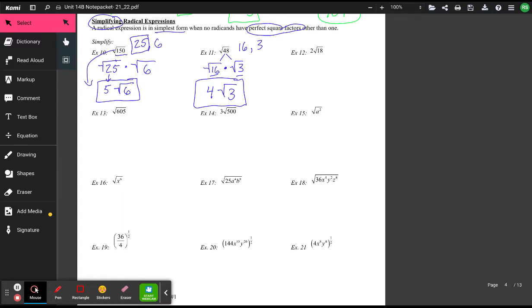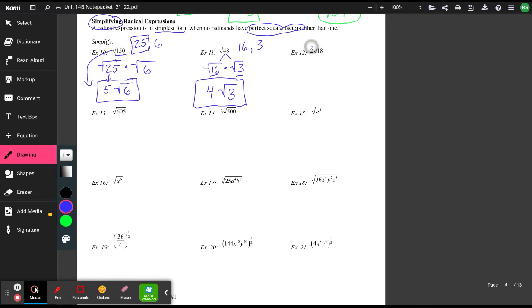All right, next example, we have 2 times the square root of 18. We have that coefficient of 2 out in front. So I'm going to write the 2. Then I'm going to take the square root of 18. Remember, we're looking for perfect squares. I can't take the square root of 18 alone, but I do know that 9 and 2 multiply to 18. Well, 9 happens to be a perfect square.